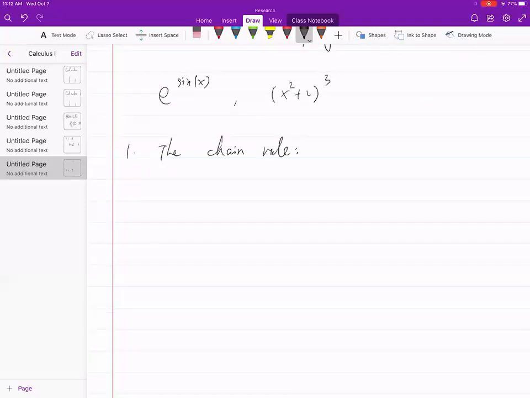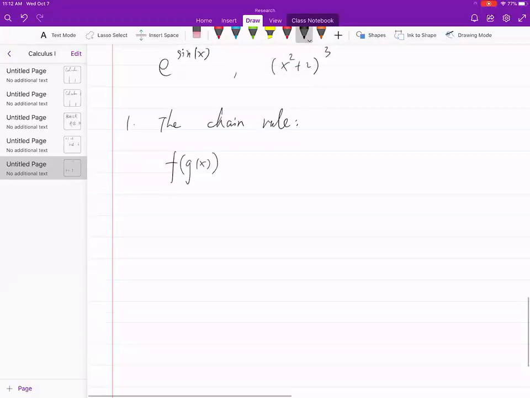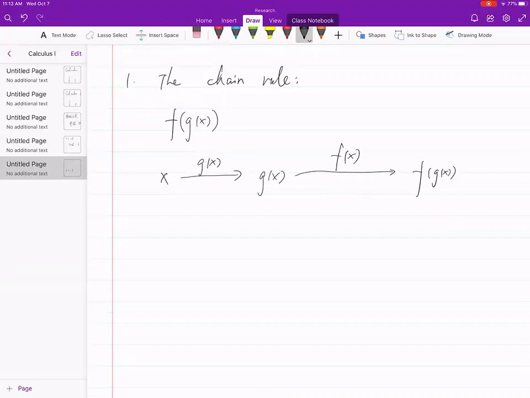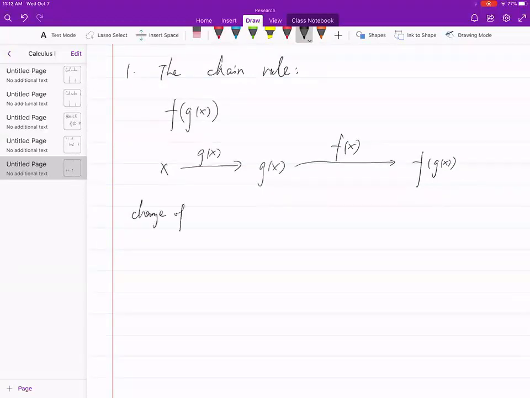Well, let's write down the relationship between these three things. Number one, x. You apply g of x, you get g of x. Then you apply f, but you apply f on g of x as a whole thing, you get f of g of x. Still okay? Now what's going to happen? If you care about the changing rate, then you can see the change of x will lead to the change of g, which will eventually lead to the change of f circle g. Still okay?